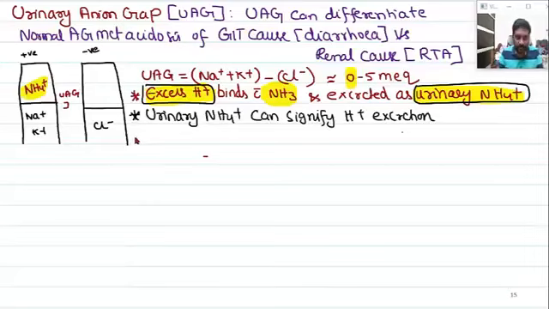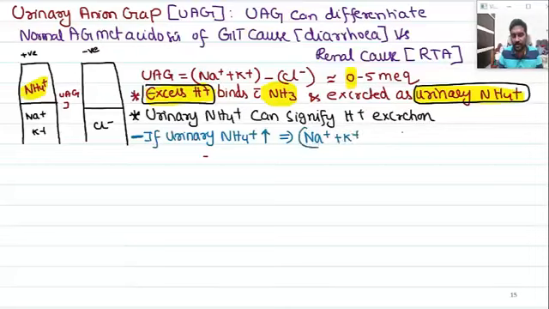Let us see rule number 1. Because of any disease, if urinary NH4 plus increases, automatically what happens to the Na plus K plus value? It will decrease. Whenever the Na plus K plus value decreases, urinary anion gap will decrease. A decrease in urinary anion gap is also written as urinary anion gap negative.